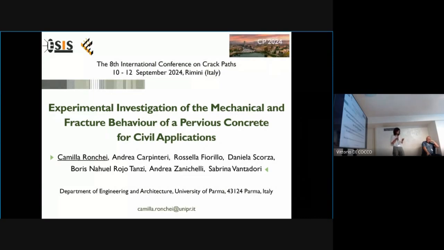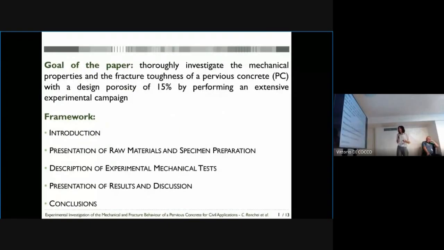The goal of the paper is to thoroughly investigate the mechanical properties and the fracture toughness of a pervious concrete with a design porosity of 15% by performing an extensive experimental campaign. My presentation consists of the following sections: introduction on the pervious concrete in civil engineering applications, presentation of the employed raw materials and specimen preparation, description of the experimental mechanical tests performed on PC specimens, presentation of results and discussion, and the final conclusions.